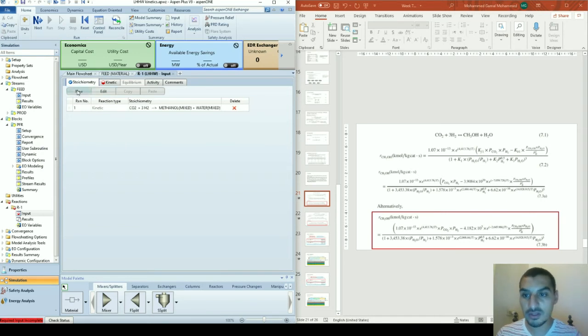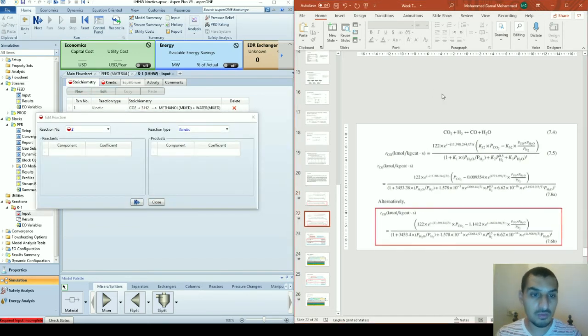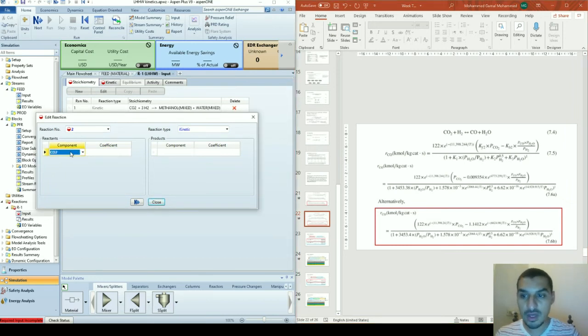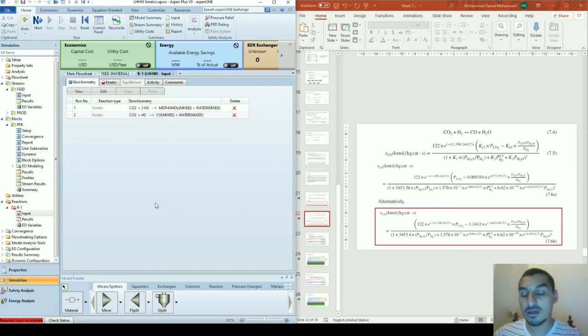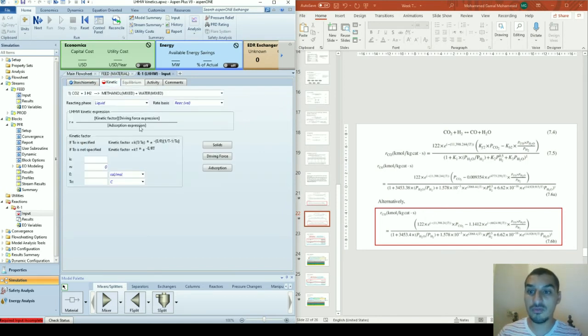I need to define a new reaction, which is the side reaction, the water gas shift reaction. So I have CO2 with a coefficient of -1, hydrogen with a coefficient of -1 as well, and the products are CO with a coefficient of 1 and water with a coefficient of 1. So I now did the definition of the stoichiometric coefficients of the two reactions, and now let's go to the fun part. We have here the two reactions.